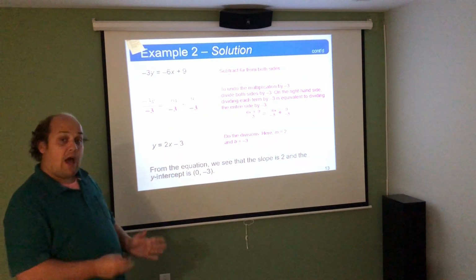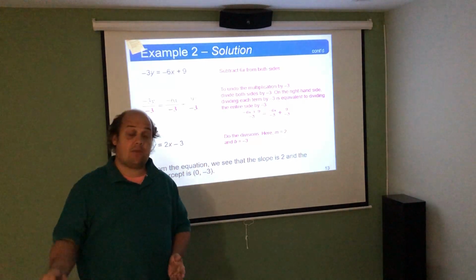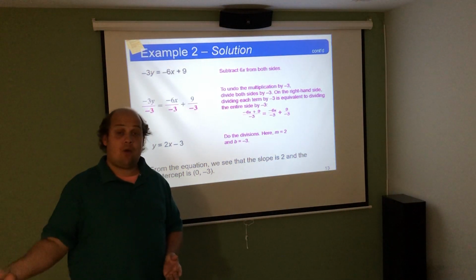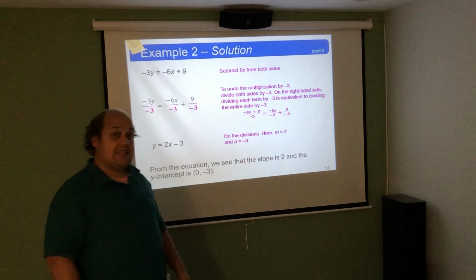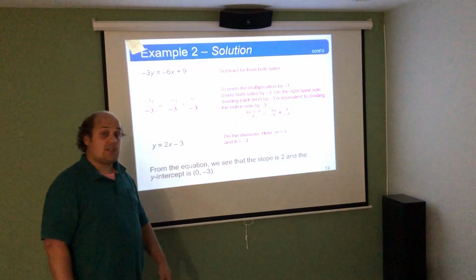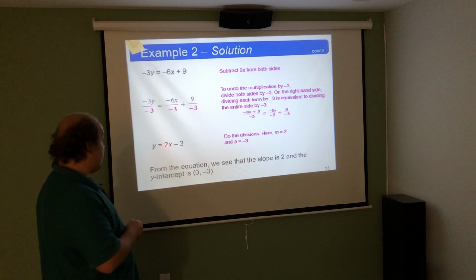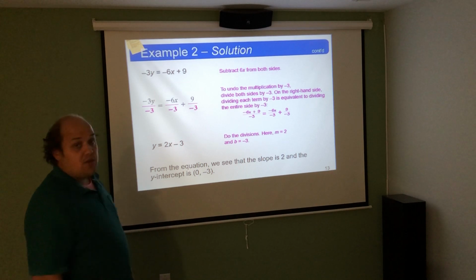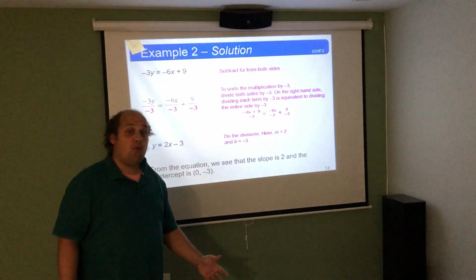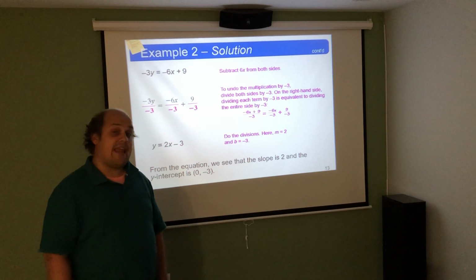Now, since I have y alone on the left-hand side, I've got something multiplied by the x, and I've got a number being added or subtracted. It's in the proper form to pull out the slope and intercept. The slope is what's in front of the x, so the slope here is 2. The intercept is what's after the x, so the intercept here is -3 as my value for b, or in other words, as a point, the intercept is (0, -3).